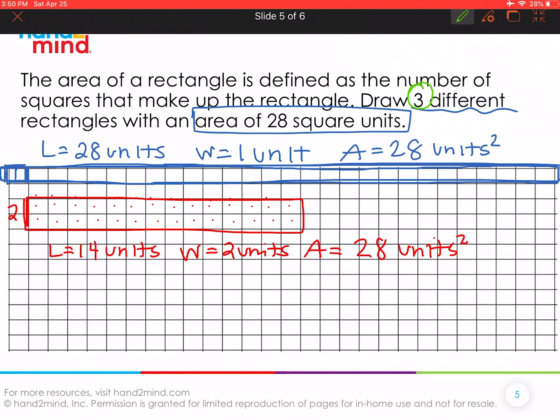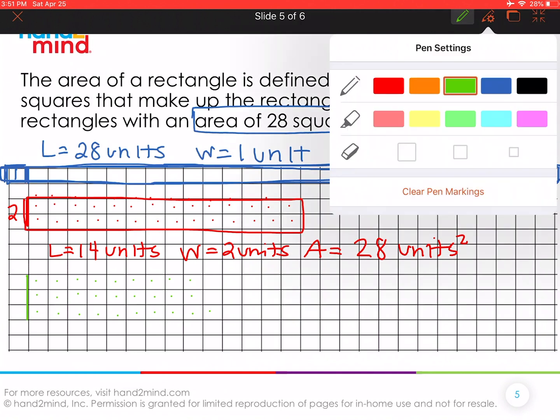So we did a width of 1, a width of 2, so now we're trying 3. So there's 1, 2, 3. So now I'm going to count 28. So that's 1, 2, 3, 4, 5, 6, 7, 8, 9, 10, 11, 12, 13, 14, 15, 16, 17, 18, 19, 20, 21, 22, 23, 24, 25, 26, 27, 28. Does that form a rectangle? It does not. So what if we were to go then to 4?